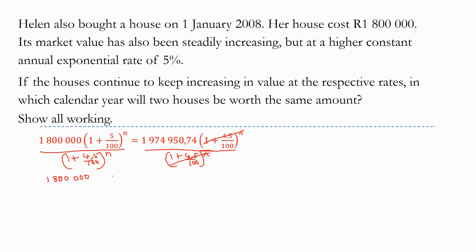1,800,000. I'm taking a longer step. So some of the steps you can skip them, isn't it? I'm taking the longer step because I'm explaining, right? So you can also, I have this 1 plus 5 over 100 to the power n divided by 1 plus 4.5% to the power n is equal to 1,974,950.74. See that?